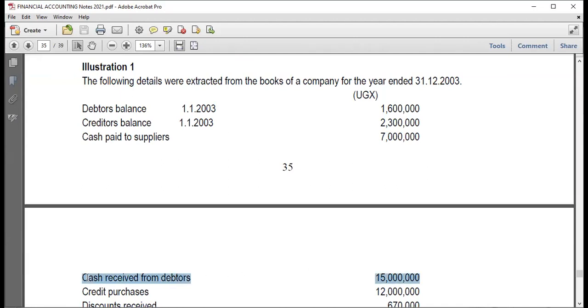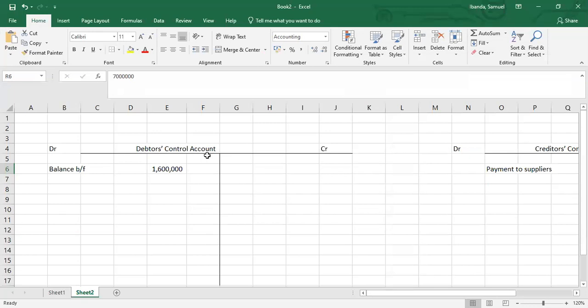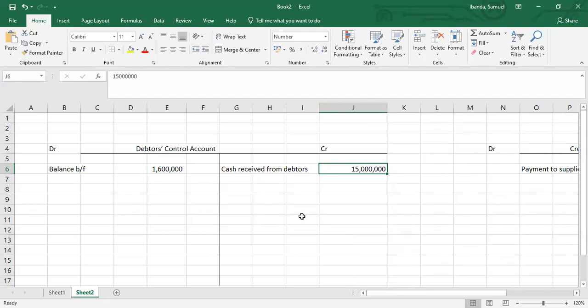Now, cash received from debtors should actually be recorded under our debtors control account. Every time we receive money from our debtors, it means our debtors are reducing. So cash from debtors should actually be credited, okay? That is why I'm going to get my 15 million right here and credit it in this account, okay? Like that. The cash received from debtors reduces my debtors.